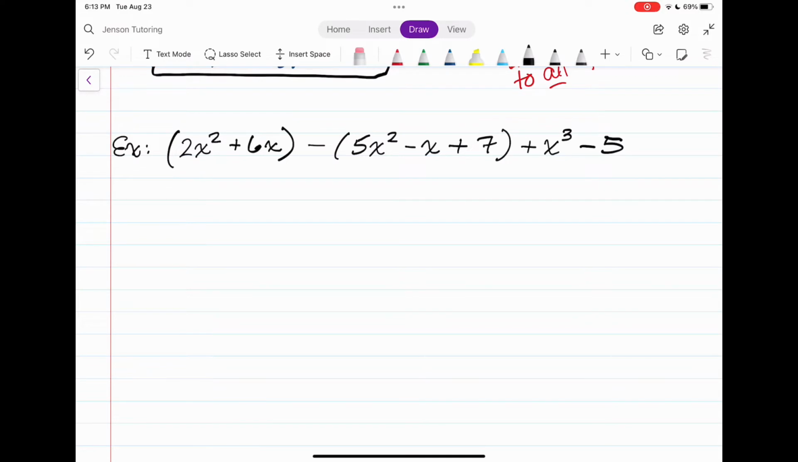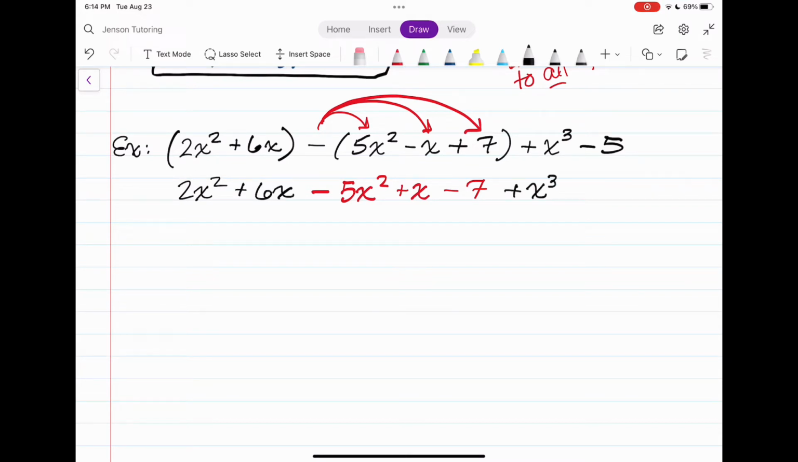Okay, so now my x cubed minus 5 at the end there, that is not in the parentheses. So when I distribute the negative, I only distribute it to the three terms that are inside the parentheses. And then I'll just rewrite these here.